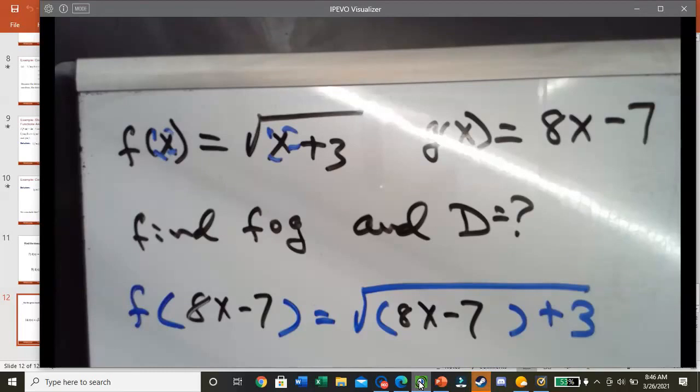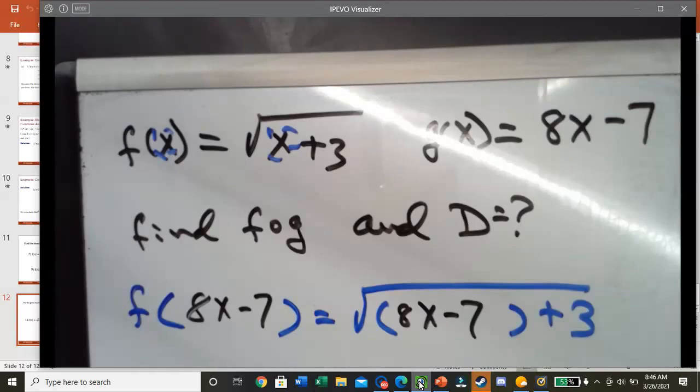I just substituted it, right? You're just simplifying, right? So what can you combine inside the radical? Oh, it makes sense. Yeah, there you go. Okay, that's it right there. So that's your composite function, right?